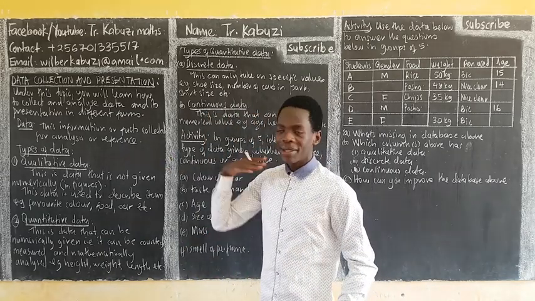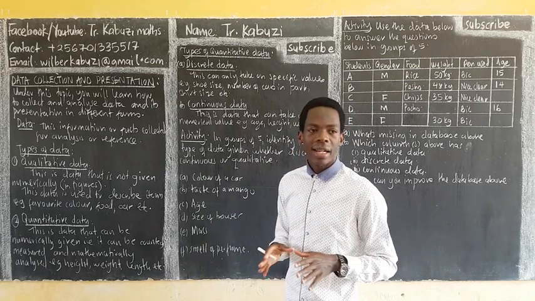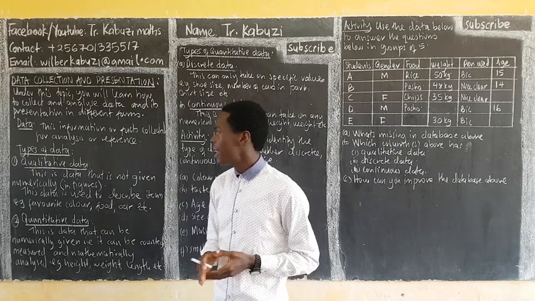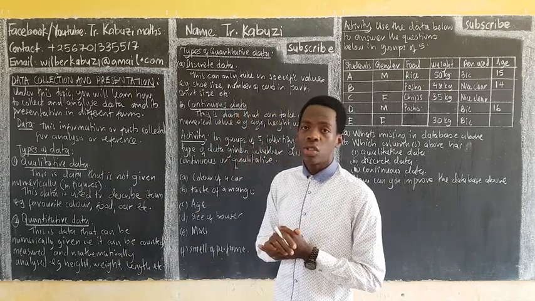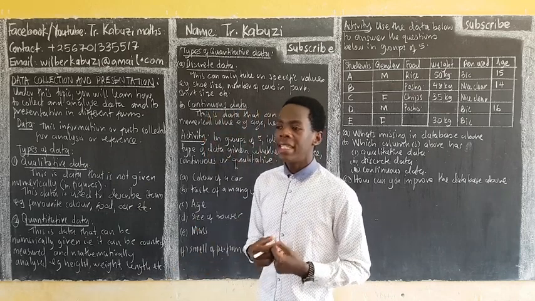In this lesson, basically we are going to go through how you collect and analyze data. So we have types of data. Here we are going to be basically having two: what we call the qualitative and what we call the quantitative.